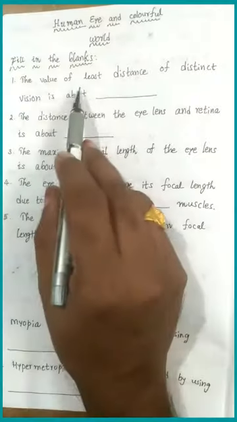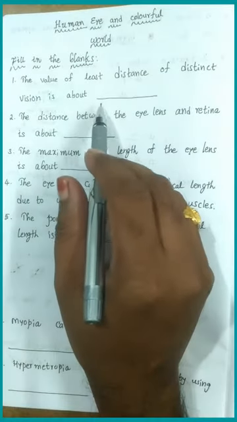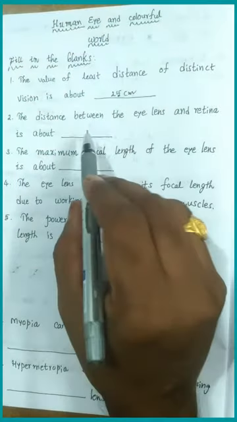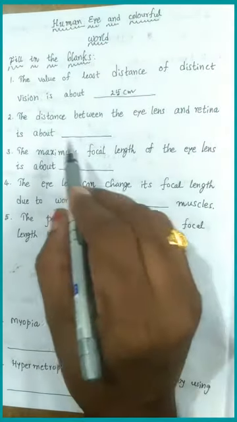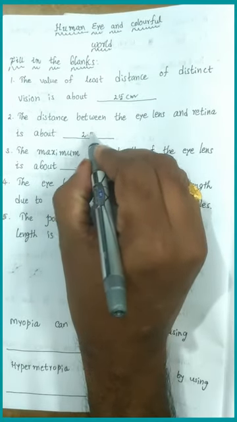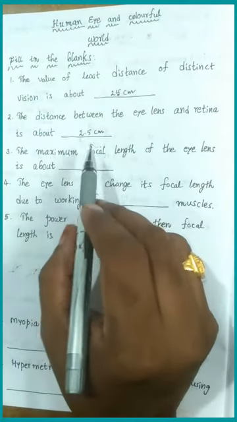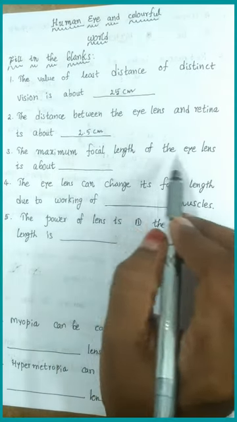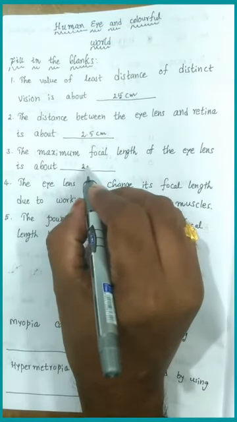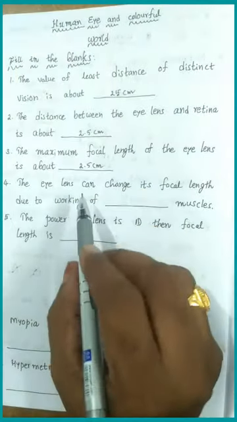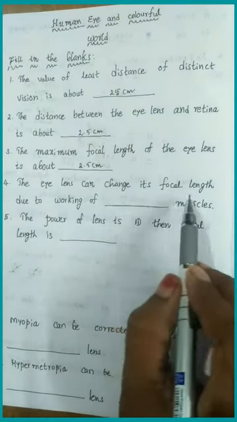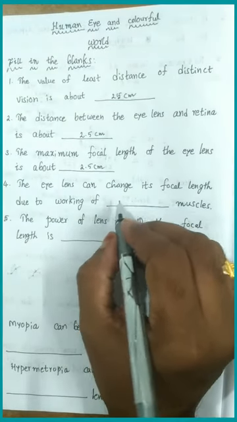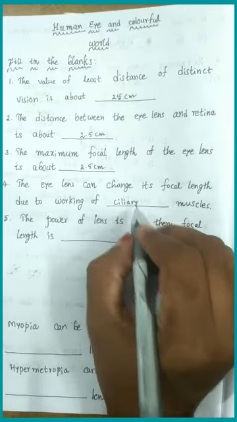The first one, the value of least distance of distinct vision is about 25 centimeters. The distance between the eye lens and the retina is actually about 2.5 to 2.7 centimeters. Actually, we are writing that as 2.5 centimeters. The maximum focal length of the eye lens is about 2.5 centimeters. This is also the same answer. The eye lens can change its focal length due to the working of the muscles we call ciliary muscles.